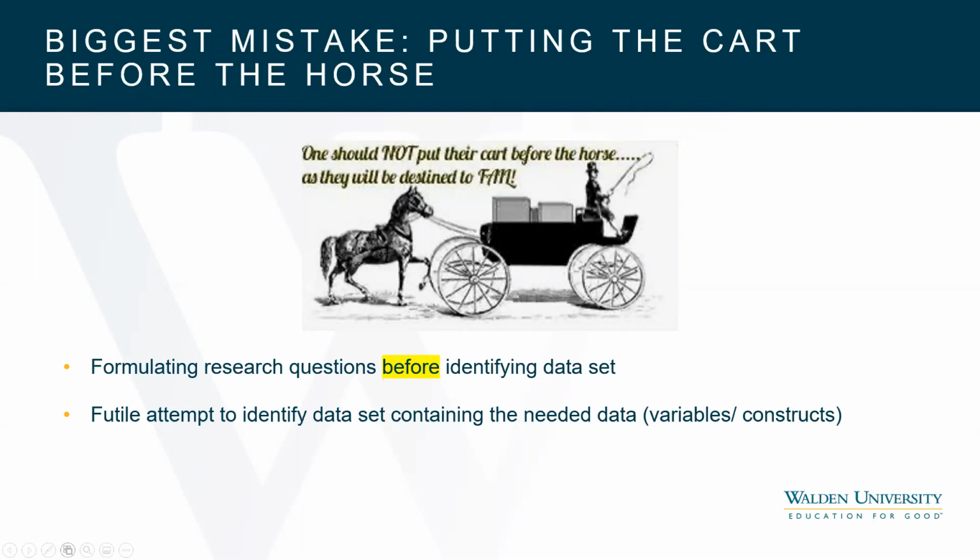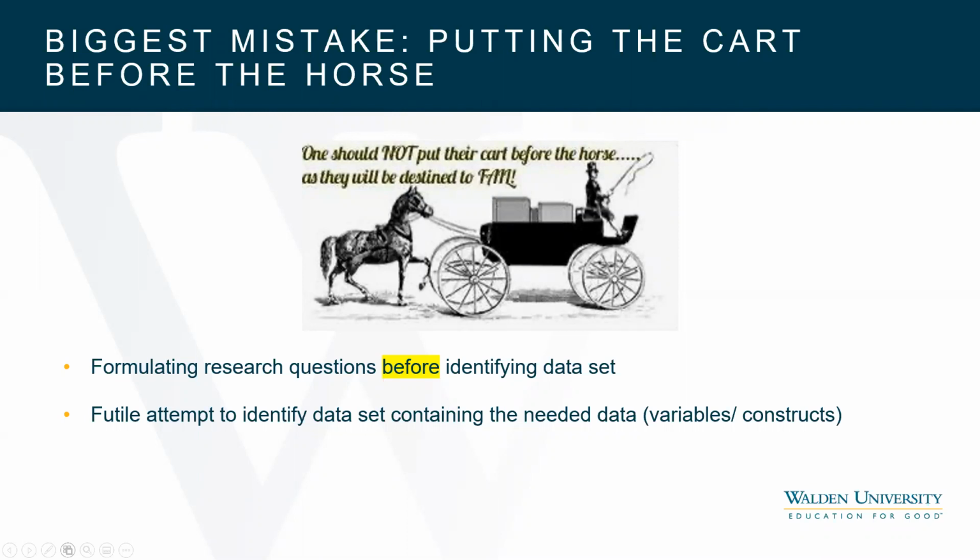Now let's think about that. When we're collecting primary data, the research questions are our ideas, and we're going to formulate these research questions and design this study so that we are then going to go out and collect the needed data. But suppose you formulate your research questions and you have not set eyes on the data set. Well, more than likely, it's going to be a futile attempt to identify a data set containing all the needed variables or constructs that have been identified in your research question.